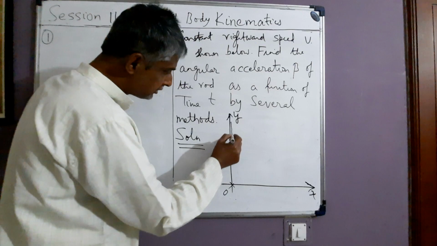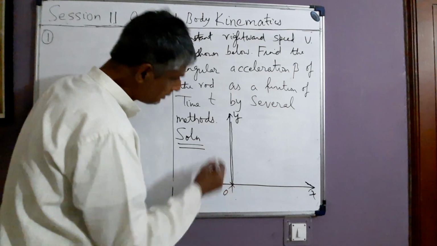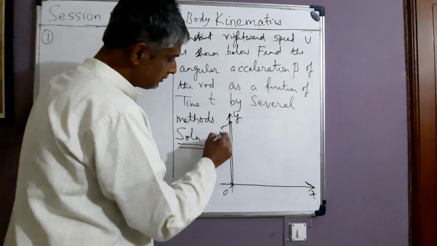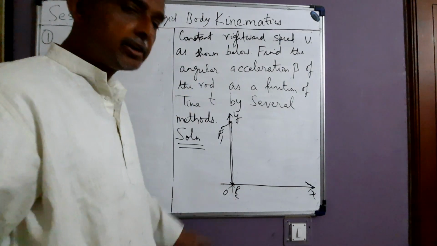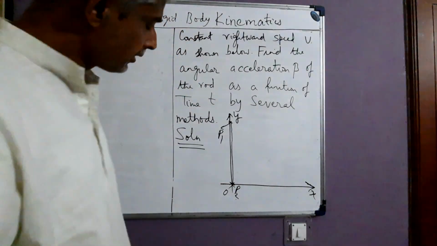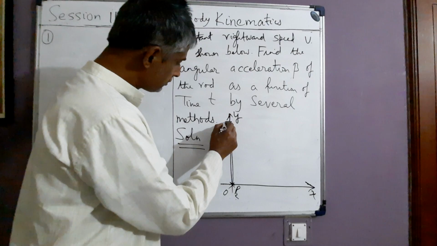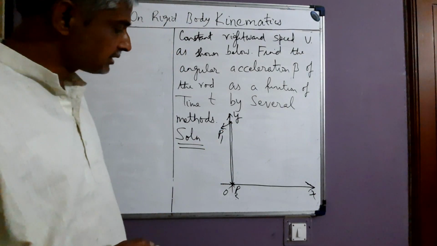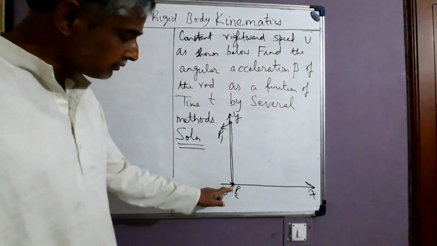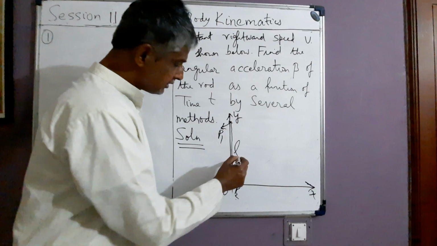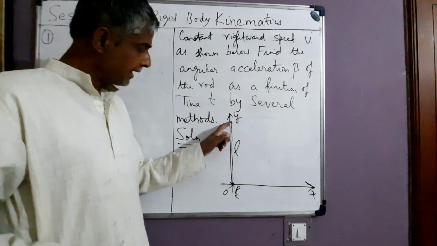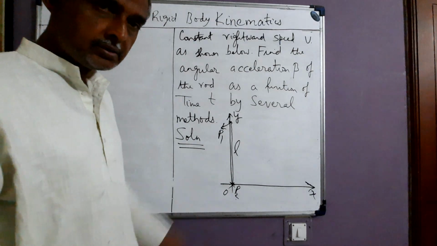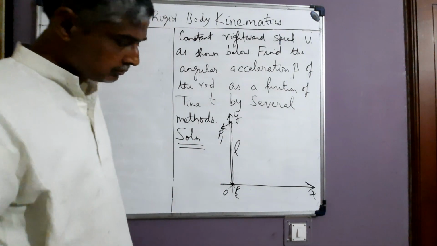This is the initial situation of the rod. The upper end of the rod is P1 and the lower end is P2. Length of the rod is L, a rigid rod. P2 initially coincides with the origin and P1 is initially on the y-axis. This is the rod at time 0.